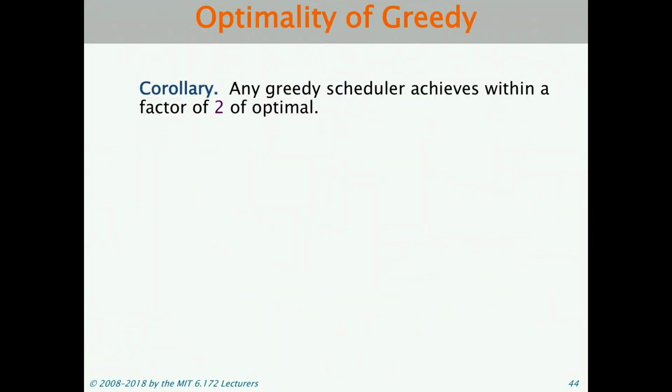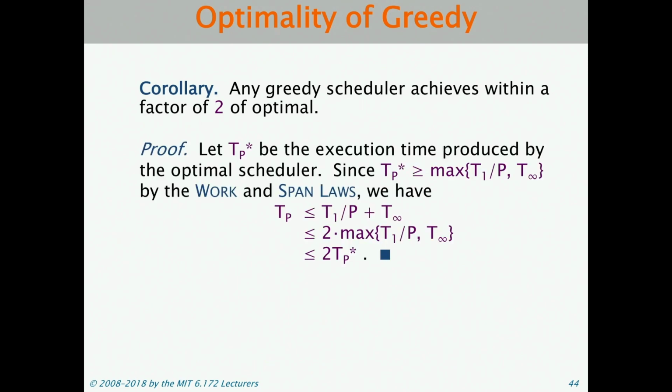OK, a corollary of this theorem is that any greedy scheduler achieves within a factor of 2 of the optimal running time. So this is the optimal running time of a scheduler that knows everything and can predict the future and so on. So let T sub P star be the execution time produced by an optimal scheduler. We know that TP star has to be at least the max of T1 over P and T infinity. This is due to the work and span laws. So it has to be at least the max of these two terms, otherwise we wouldn't have finished the computation.